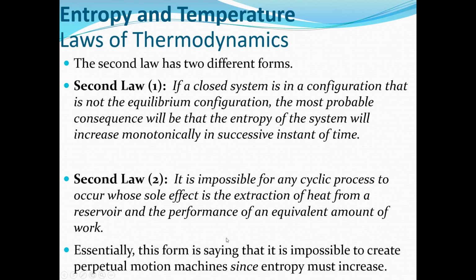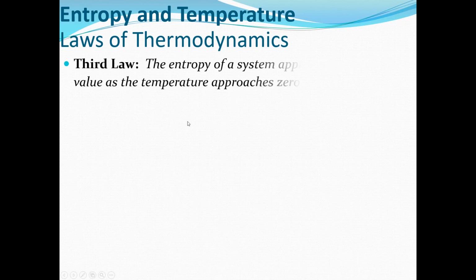See, if the heat being extracted is equal to the amount of work being done, then the entropy of that system does not increase. So that's why this is a slight variation on this interpretation, because both of these are kind of saying the same thing, that any closed system, any process that we do, the entropy has to end up increasing. And then the third law basically says that the entropy approaches a constant value as the temperature goes to zero.